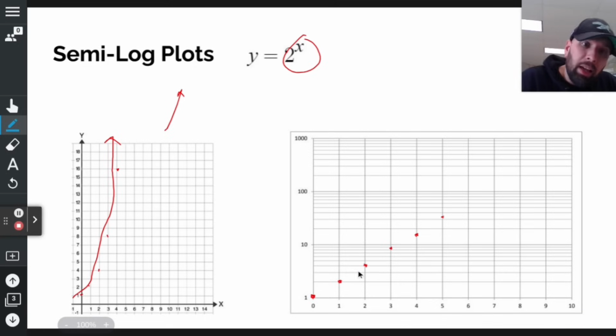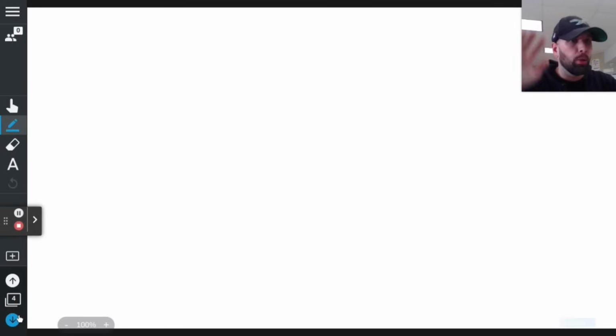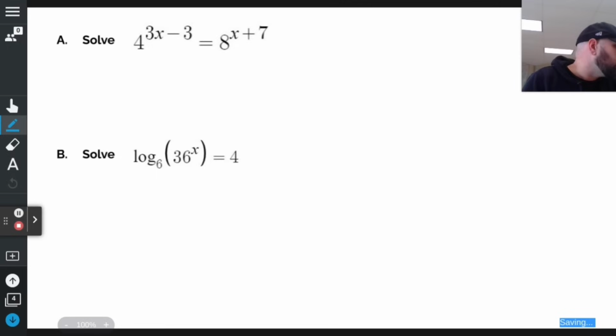As you can see, a semi-log plot takes something that's a logarithmic function or an exponential and makes it look like a perfectly straight line. I'm not going to draw a perfectly straight line at the risk of making myself look even more foolish. But if I were to keep going, straight line, straight line, that's what a semi-log plot does. It takes a logarithmic or exponential function and makes it look like a straight line. So, what do I do with all this fun knowledge?